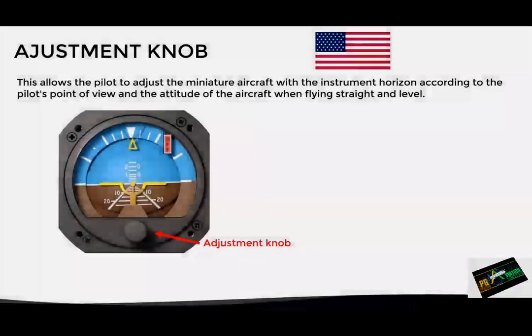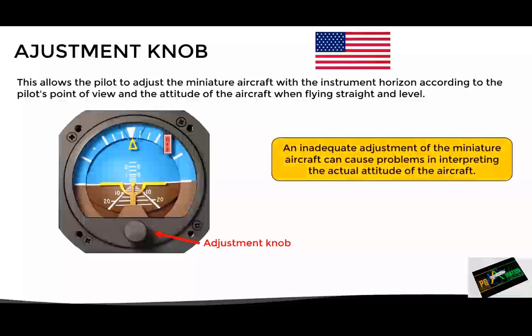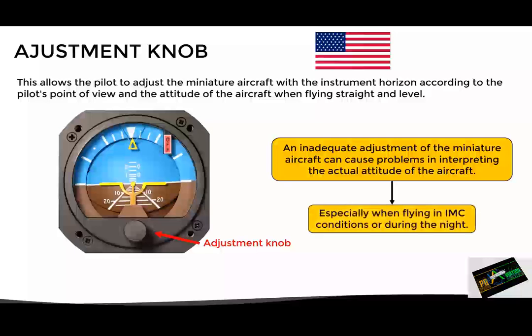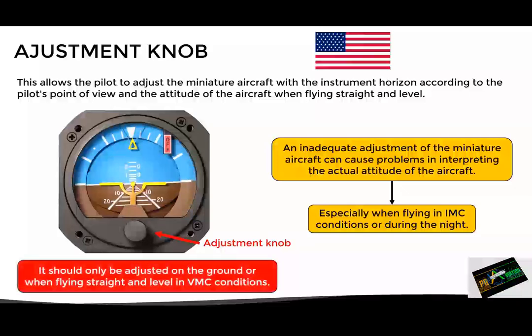However, a problem with this design is that an inadequate adjustment of the miniature aircraft can cause problems in the indication of the actual attitude of the aircraft. Especially when flying in IMC conditions or during the night, since there are no visual references to confirm the attitude of the aircraft. For these reasons, some civil aviation authorities in other countries have decided to prohibit or restrict the use of this adjustment knob. Despite this, there are many aircraft today that incorporate this feature, so as a rule of thumb, the miniature aircraft should only be adjusted on the ground or when flying straight and level in VMC conditions.